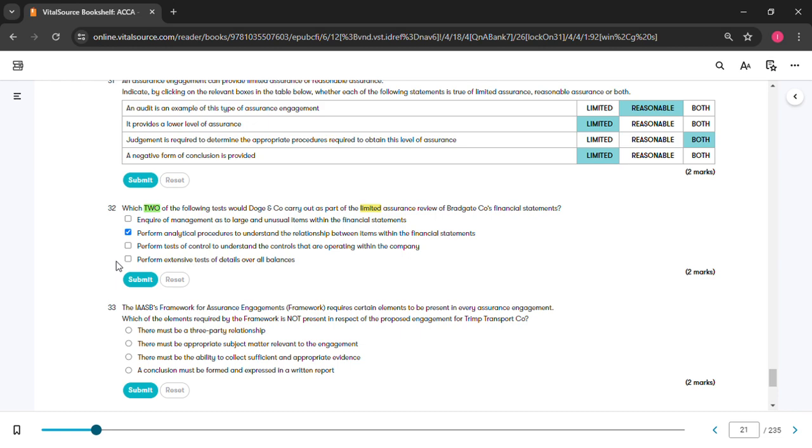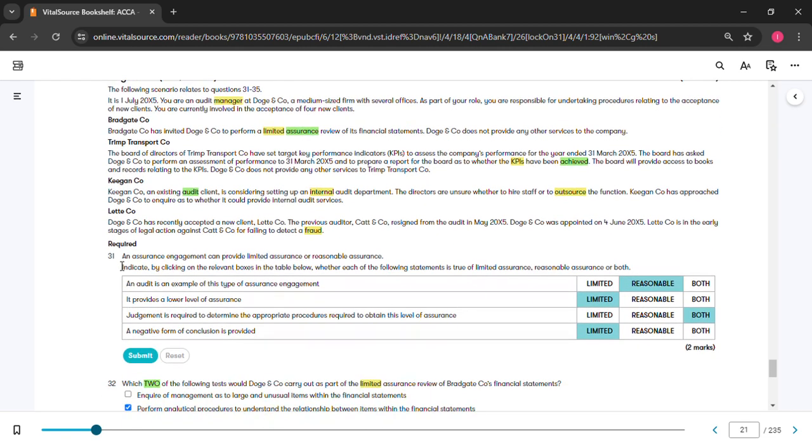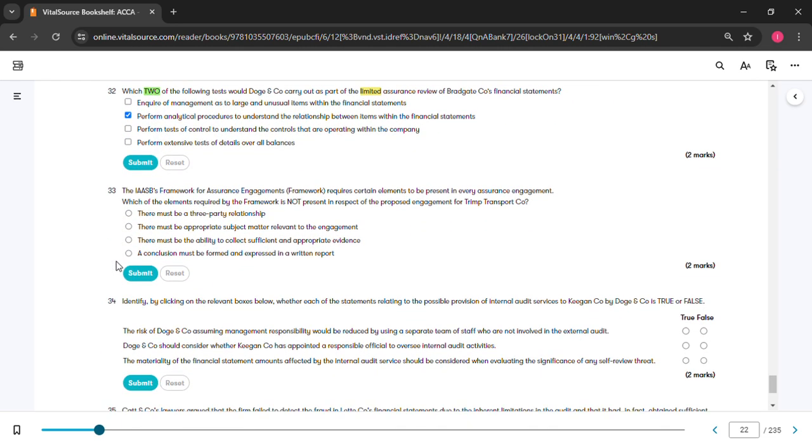We are doing a limited assurance review. It is not a controls test. We are not testing the controls. If you are testing the controls, then you have to perform test of controls. But here we are talking about the limited assurance review of overall financial statements. If there is something, we have to check with the management of the company, whatever they say.